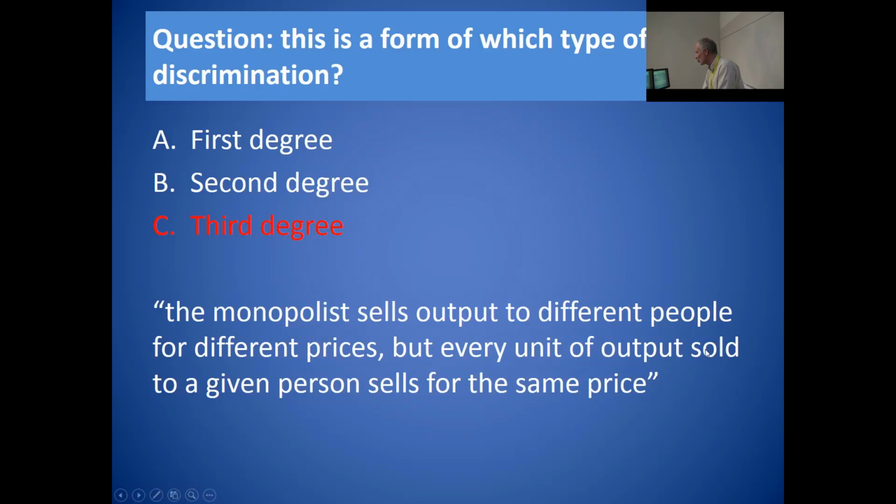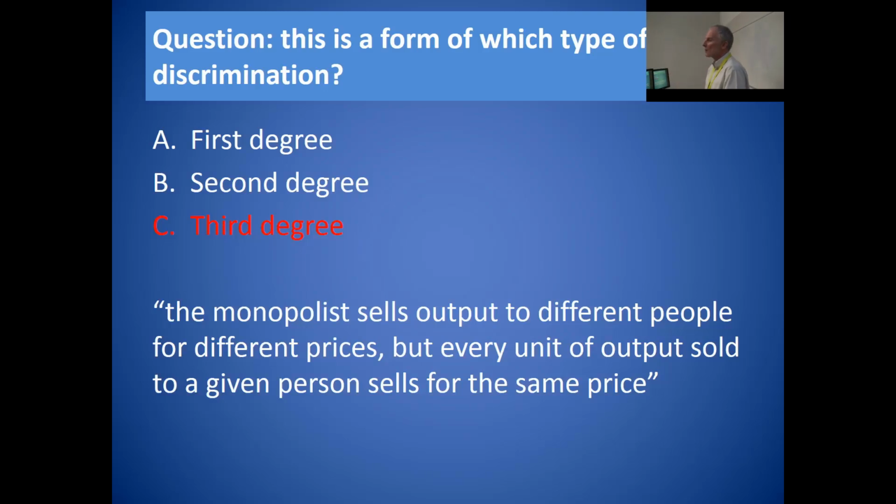Every unit of output sold to a given person sells for the same price. If I buy 1 ticket, 2 tickets, or 3 tickets, it makes no difference. I still pay the exact same price. Doesn't matter how many tickets you buy, you will still pay the exact same price. But there will be a different price between what I pay and what you pay. So that is an example. It's the most prevalent form of price discrimination.